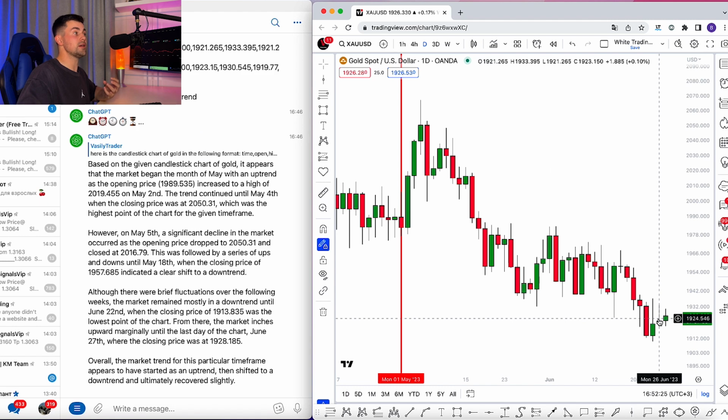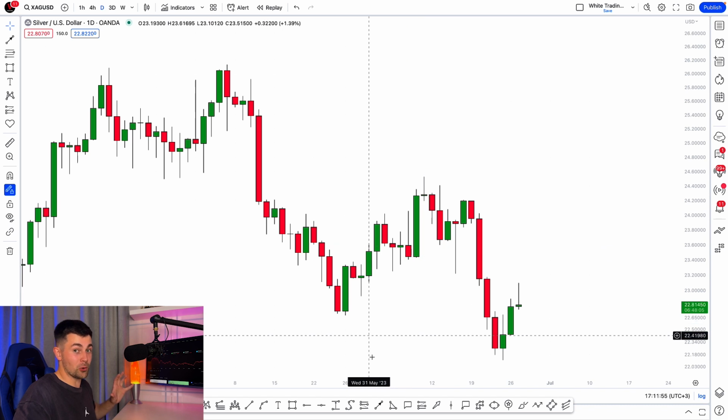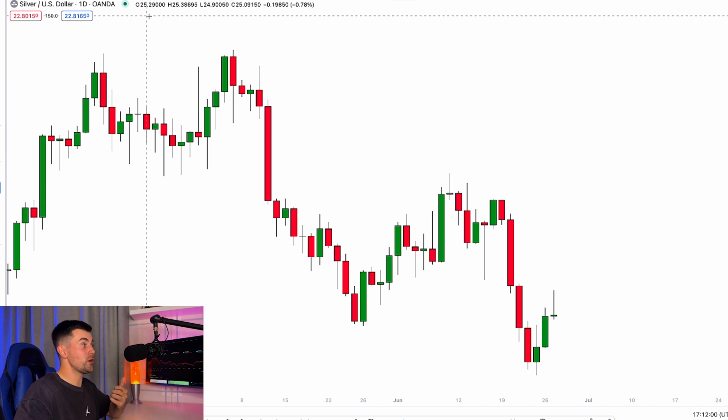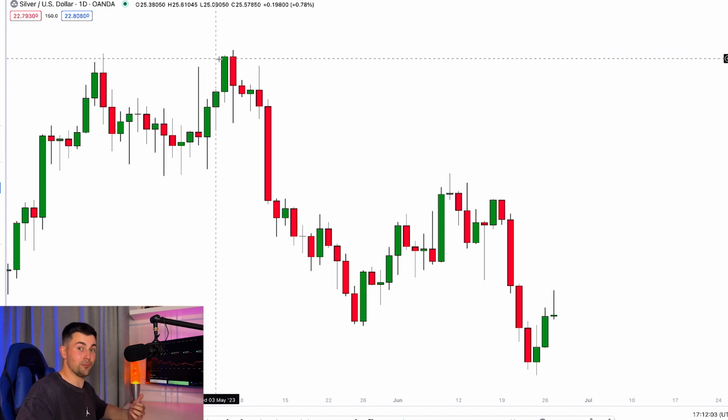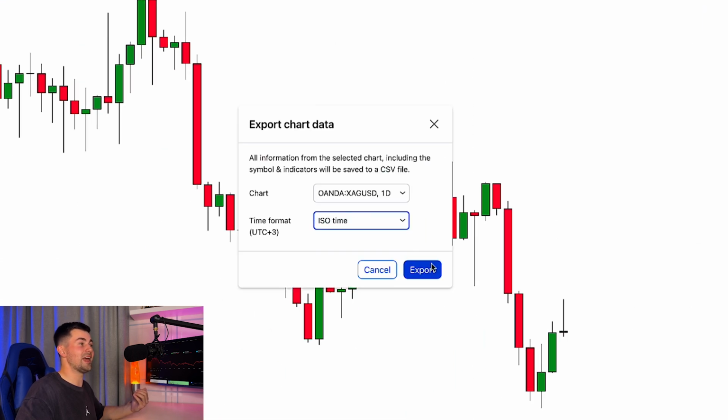So you can see that ChatGPT can easily read the data from TradingView, and that data we can apply even in more advanced ways. But what if we apply the exported data to ask ChatGPT to identify the key levels for us? We are on the silver chart, daily time frame, and let's try to identify the key levels with ChatGPT from that important high. In order to do that, again, let's export the data and let's see what ChatGPT does.